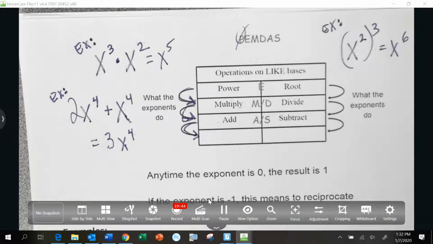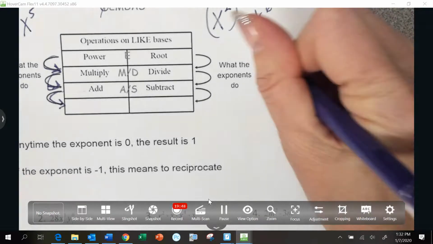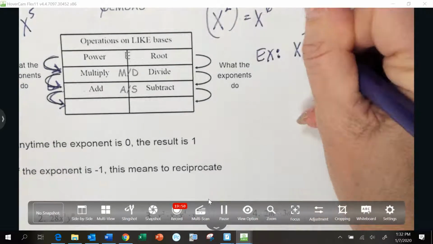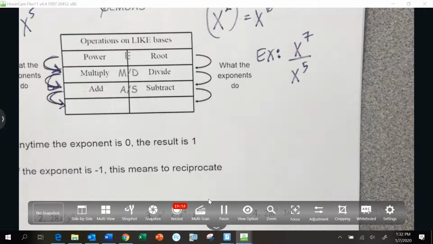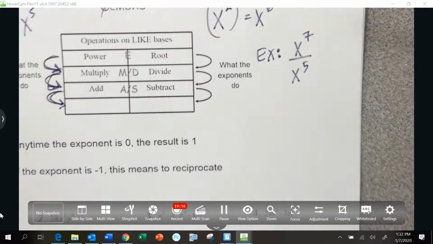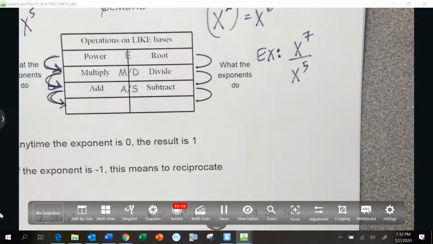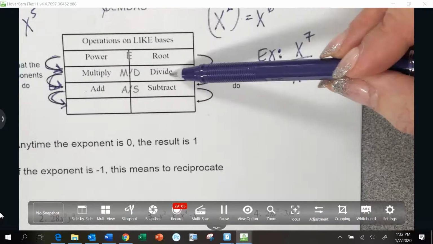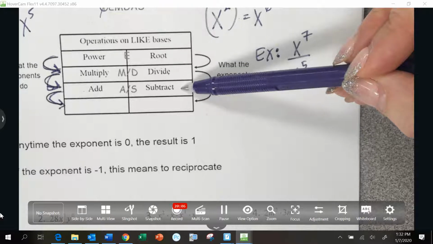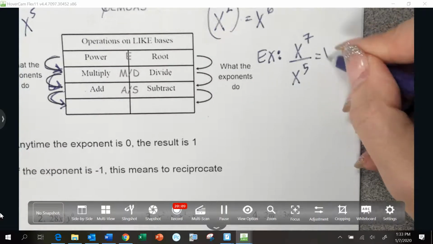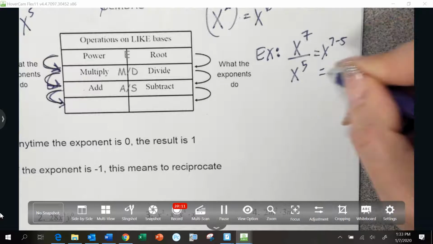Okay? So if I were dividing, here's a new example, x to the 7th divided by x to the 5th. If I'm dividing, what should I do to my exponents? Subtract them. So I do x to the 7 minus 5, which is x to the 2nd.